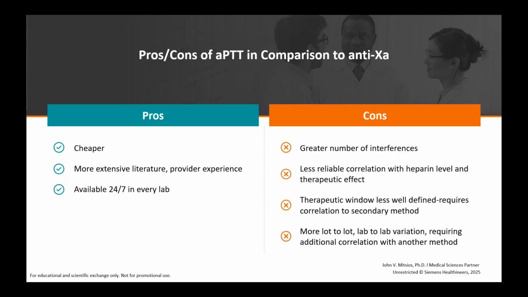And of course, there's been a number of advances in that laboratory hemostasis space that allow us to properly assess these patients, right? The anti-10A assay being one of them. And of course, there's more lot-to-lot, lab-to-lab variation, and it does sometimes require additional correlation with another method. Even when you're doing a heparin response curve, you want to correlate that with your anti-10A, because you want to have that secondary method to correlate. Where in this case, using the anti-10A, you already have your predefined therapeutic concentrations or ranges.